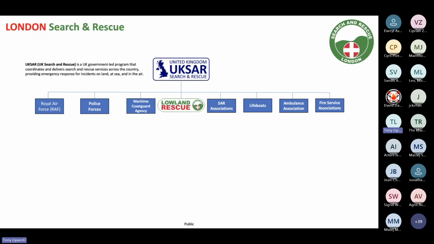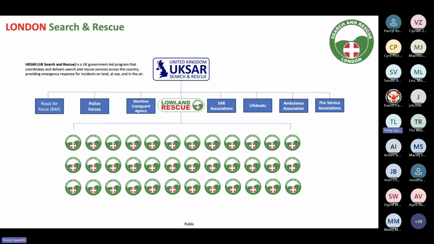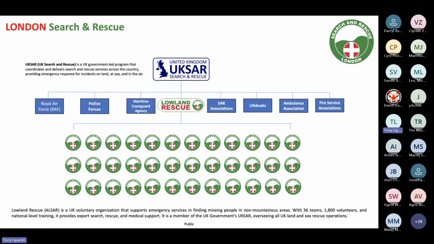As I mentioned before, Lowland Rescue is what I'm part of. So we're going to focus now on Lowland Rescue. Lowland Rescue across the country is made of 36 associations. So every county in the United Kingdom has their search and rescue team that operates in their geographical space. As a whole, we are around, I hope the figures are still correct, 1,800 members, and we are part of the UKSAR.